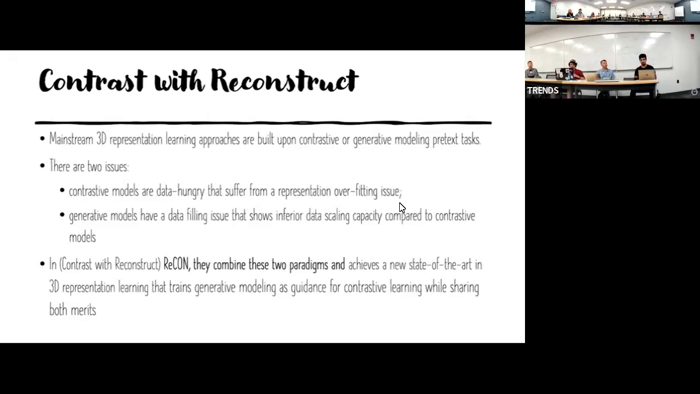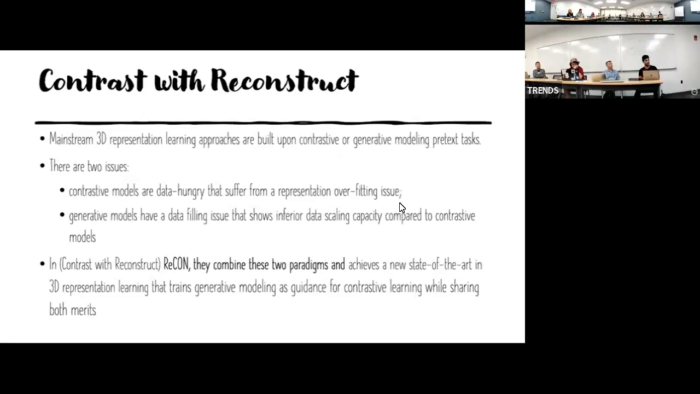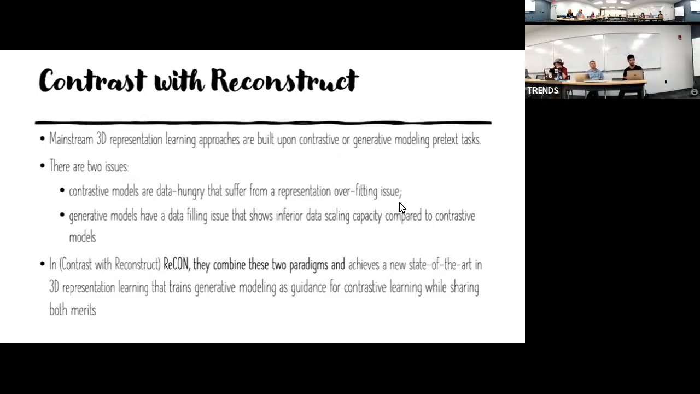But with this approach, there are two problems. Since we are going to take the approach of self-supervision that consists of contrastive learning and generative learning, you have an issue with each of these parts. With contrastive learning, your model will be very data hungry, and it will of course suffer from overfitting. And the generative model has the issue of data filling, which shows inferior data scaling capacity compared to contrastive learning.